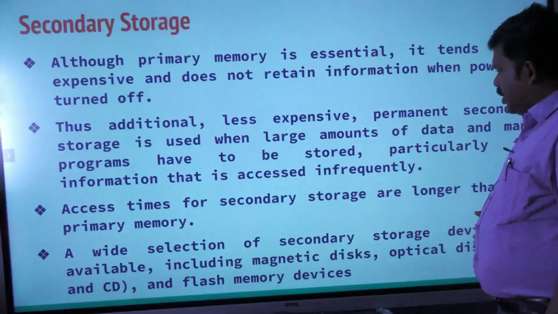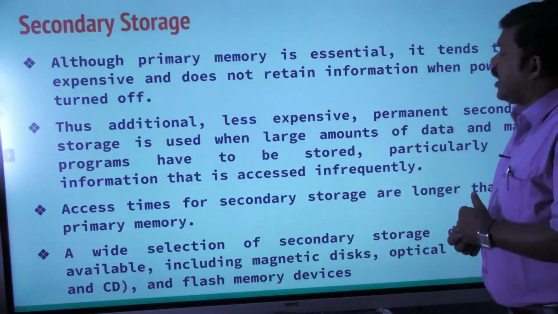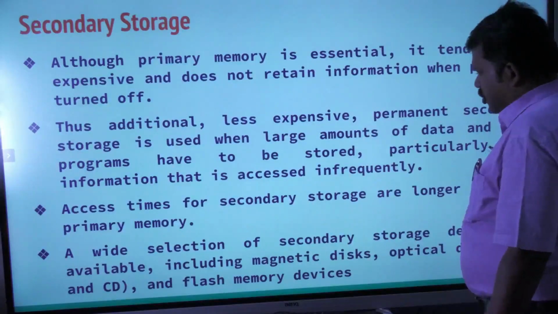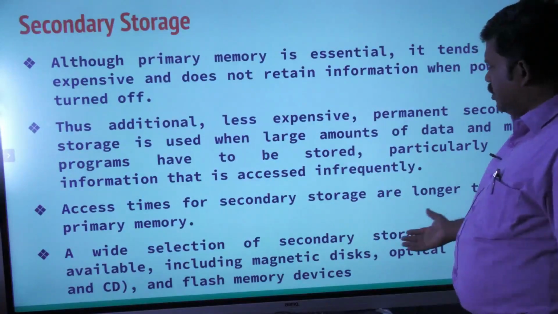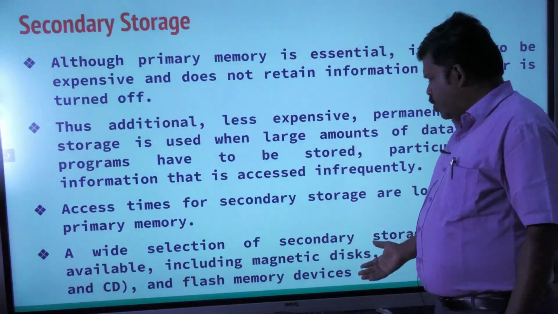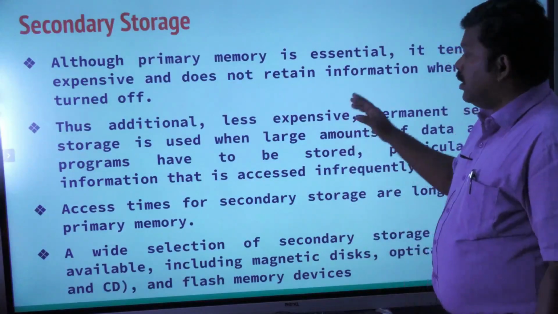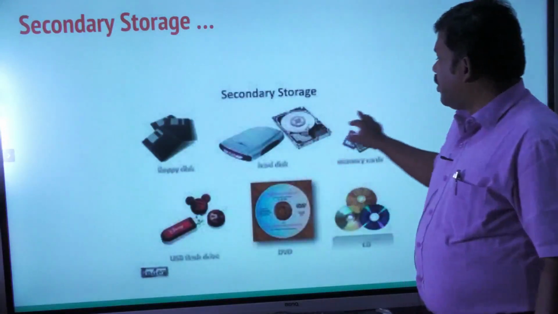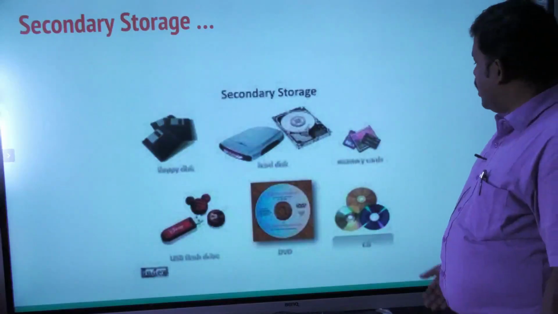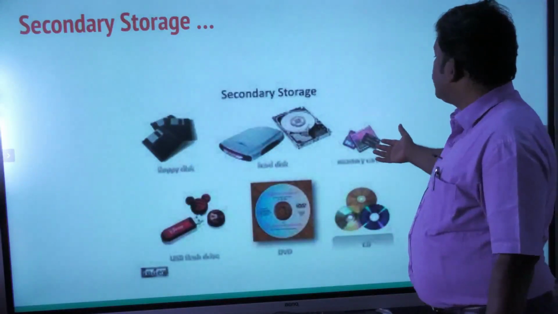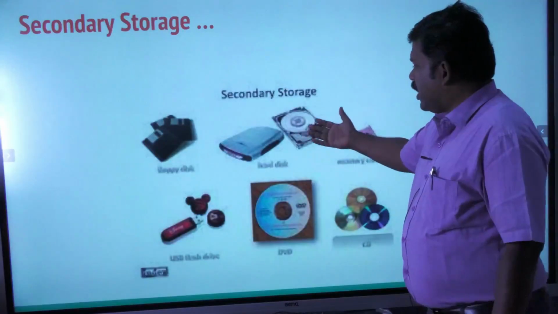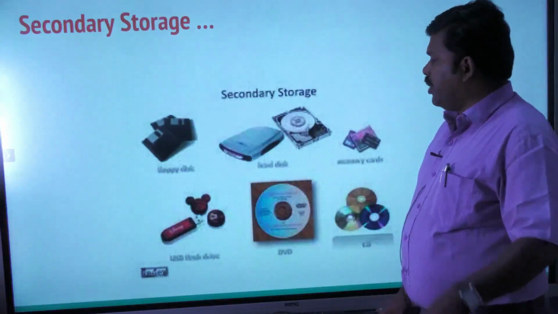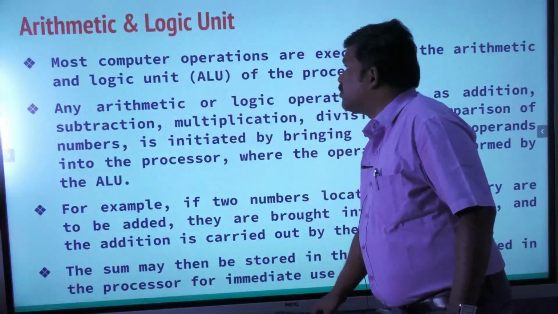There are various examples available for secondary storage devices. They are magnetic disks, optical disks like DVDs and CDs. Now many of us are using flash memory devices. These are the best examples of secondary storage devices, along with pen drives, hard disks, floppy disks, and magnetic tapes.